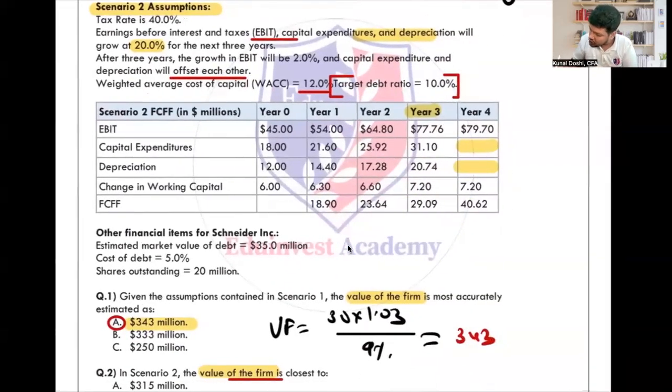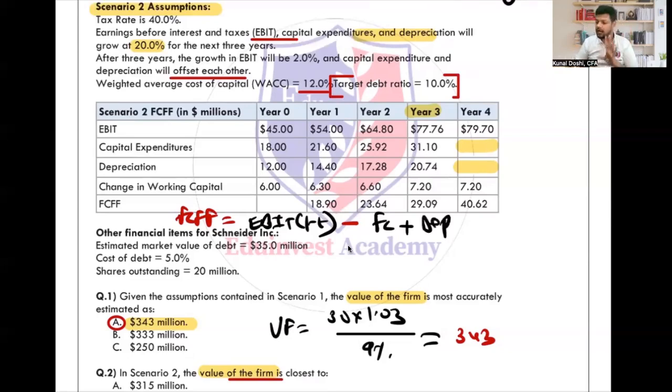See this. My FCFF will be EBIT (1 minus T). You need to subtract taxes. Normally what we do is minus fixed capital plus depreciation, correct? If you carefully see, I will write it down here: minus fixed capital, that is CapEx, plus depreciation. However, notice what I do here.